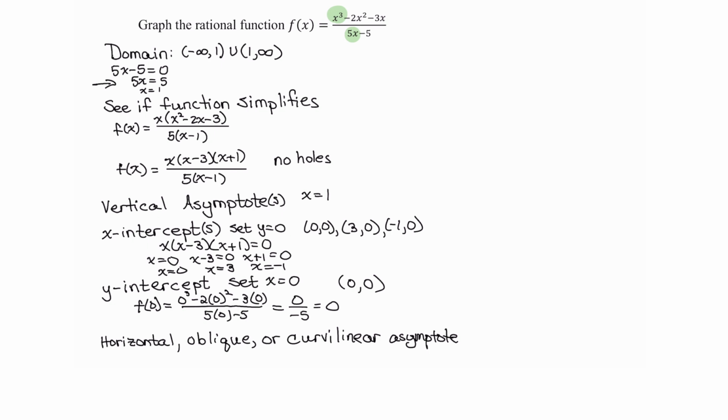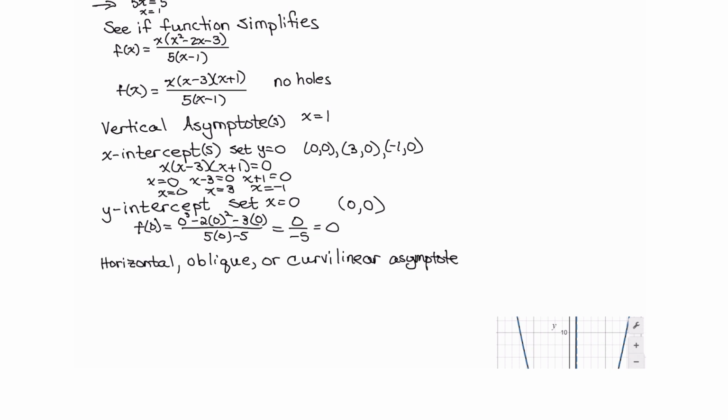When we compare those, we see that the degree of the numerator is 3, and the degree of the denominator is 1. So the numerator's degree is larger than the denominator's degree by 2. So I will have a curvilinear asymptote. To find it, we're going to do the long division indicated by the function. Remember, we take the numerator and divide it by the denominator.